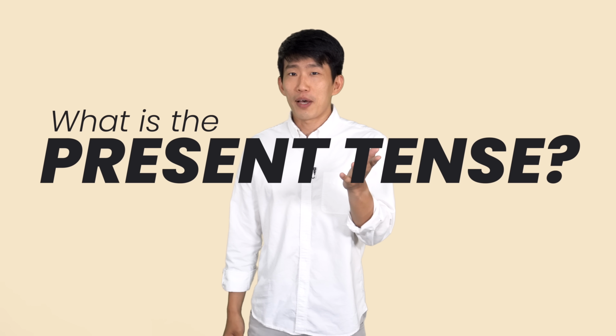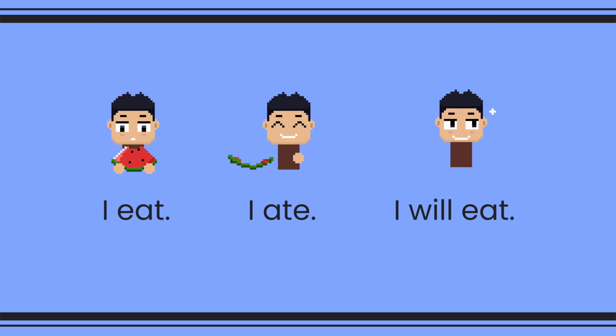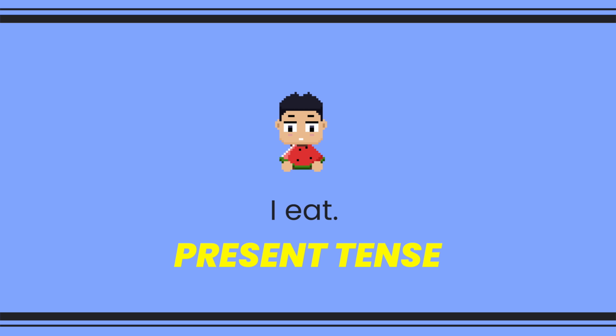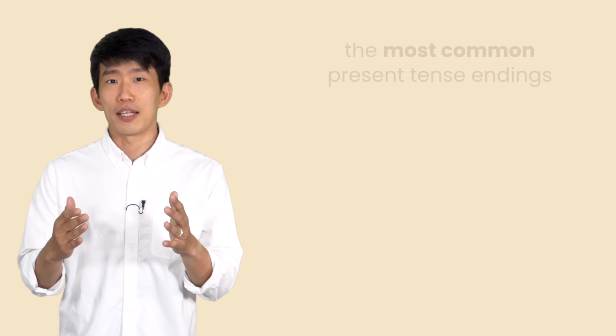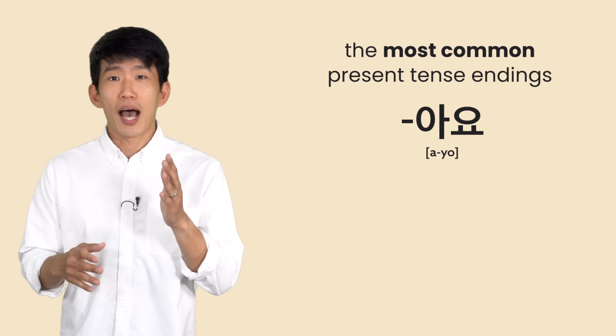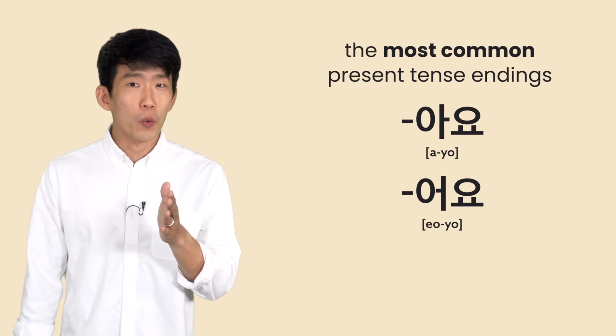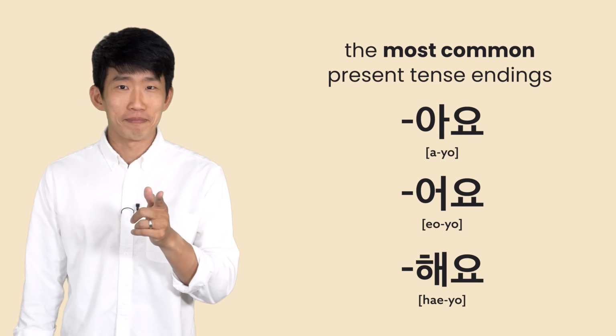But first, what is the present tense? When you have sentences like these, I eat, I ate, I will eat, I eat is the present tense. You're talking about what you're doing now or what you usually or generally do. In Korean, the most common ending for the present tense is 아요, 어요, or 해요.